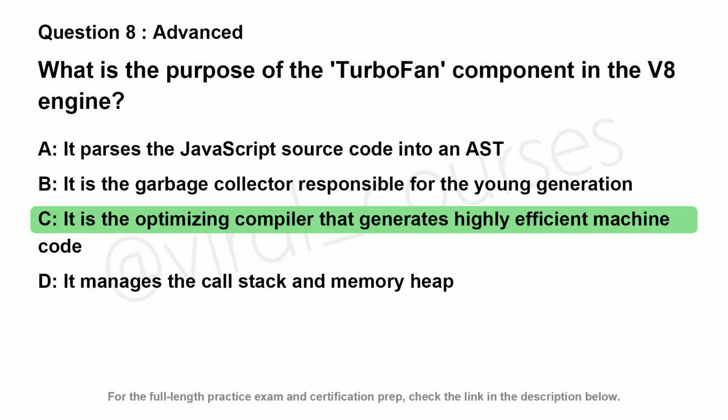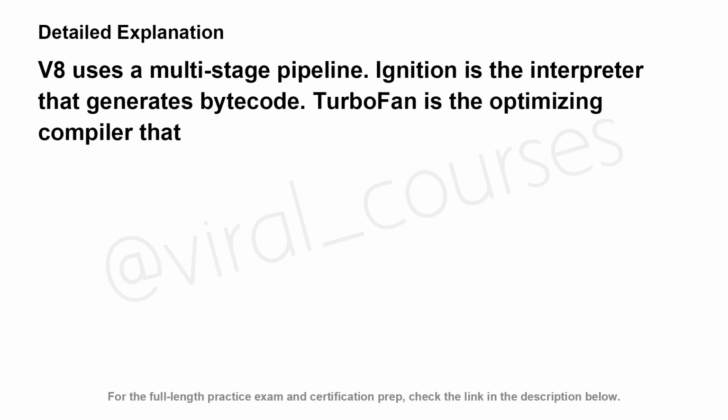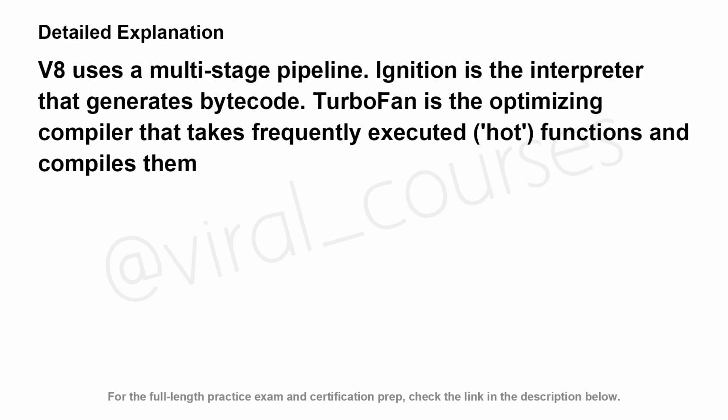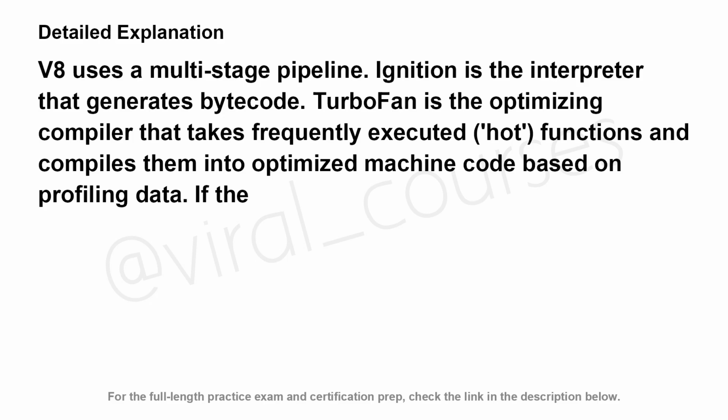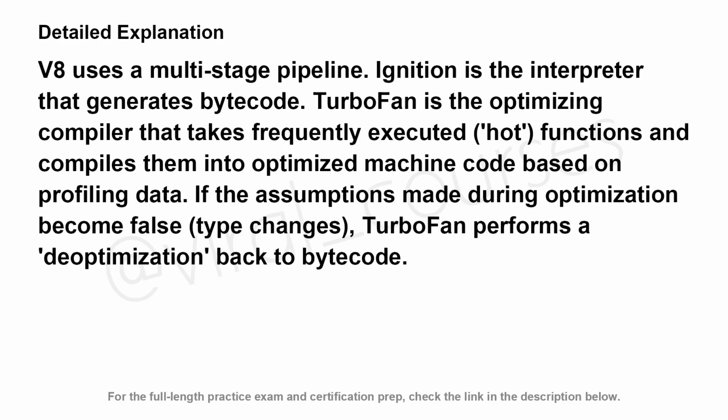The correct answer is C. V8 uses a multi-stage pipeline. Ignition is the interpreter that generates bytecode. TurboFan is the optimizing compiler that takes frequently executed hot functions and compiles them into optimized machine code based on profiling data. If the assumptions made during optimization become false, like type changes, TurboFan performs a de-optimization back to bytecode.